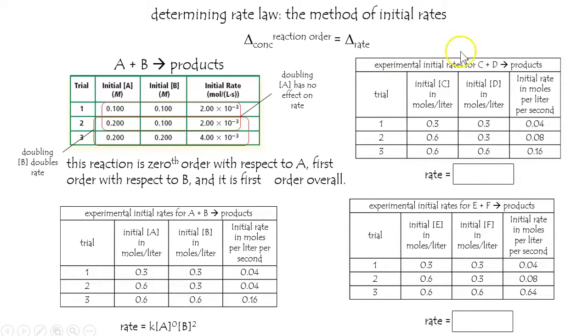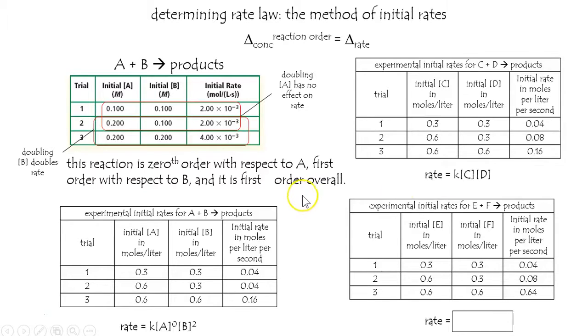Experiment number 3. Let's call it C plus D turns into products. Same thing, they double C while keeping D constant. The rate doubles. I think that's 1st order. Now they kept C constant and they doubled D, and the rate doubled. I believe we are 1st order with respect to each one.